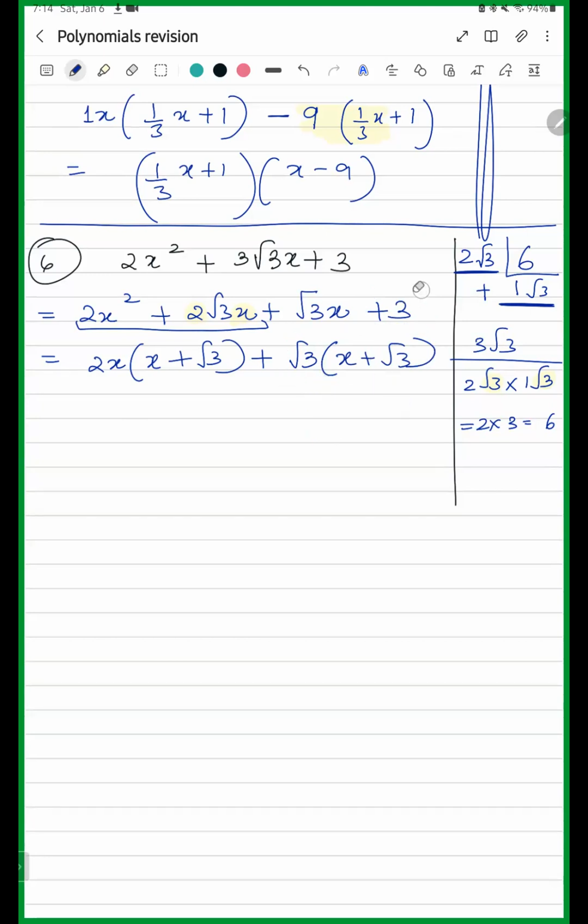Now here again, both of these brackets are same. So we take this bracket, 2x plus root 3 is remaining. This is our factorization.